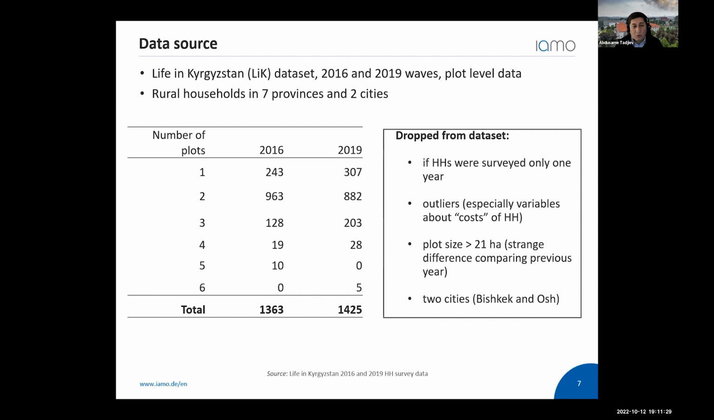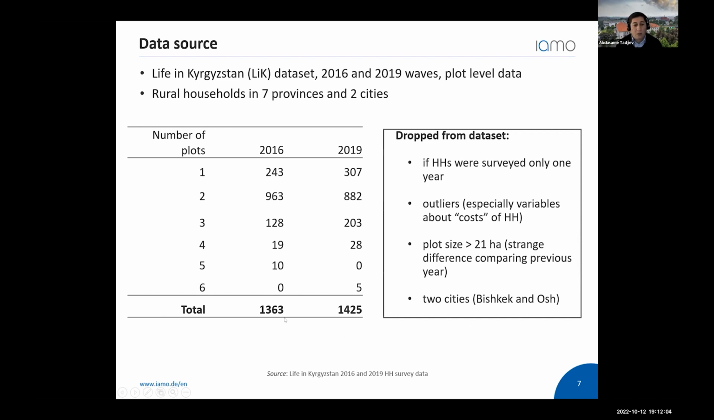In our study, we focus mainly on rural households. Therefore, we dropped households from 2 cities, which are Bishkek and Osh. After that, we had a total of more than 1,300 observations in 2016 and more than 1,400 observations in 2019 after dropping all these observations.